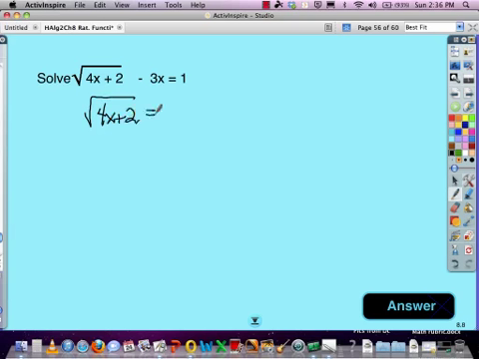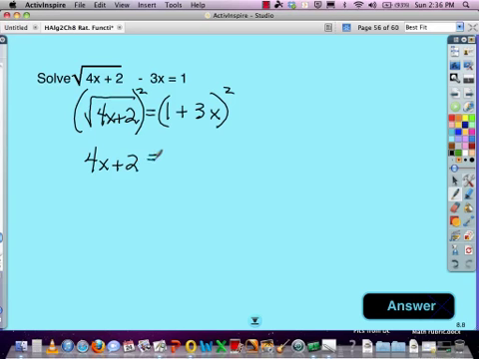That 3x moving the other side would be 1 plus 3x. Our radical now is by itself, so our next step was to undo that radical. So we have a square root, we will undo that with a square. Over here we have to square that binomial, which means we're going to have to do some FOILing. Not bad, we've done that before. So 4x plus 2 is all that remains on the left-hand side.